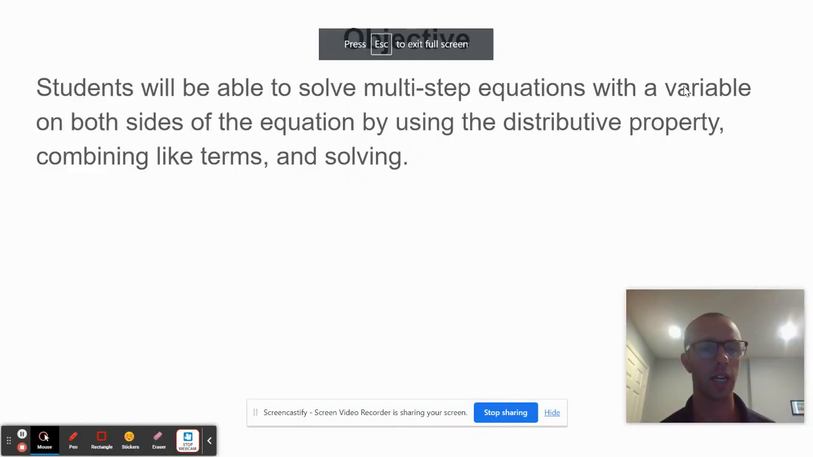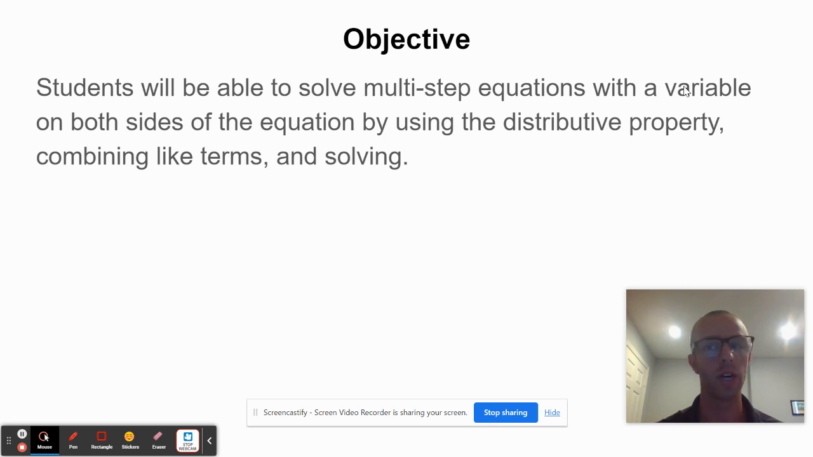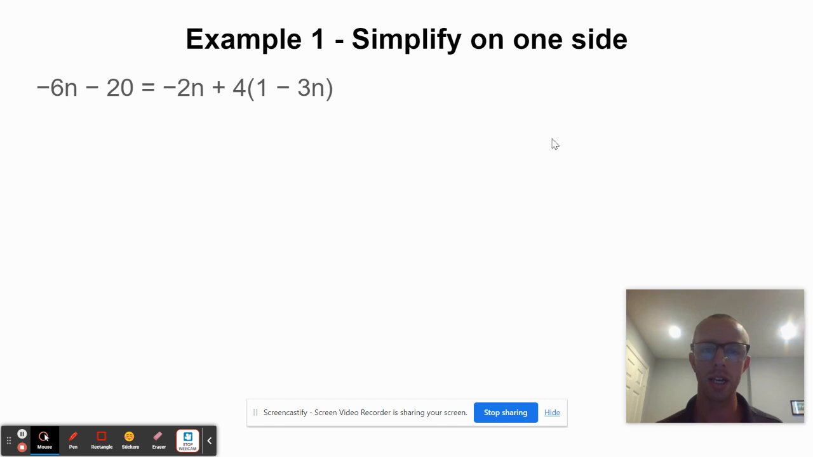The objective is that students will be able to solve multi-step equations with a variable on both sides of the equation by using the distributive property, combining like terms, and solving. Basically, the goal here now is that you can solve any single variable equation that we give you. And by single variable, like this only has n's. So we are ready to solve this.